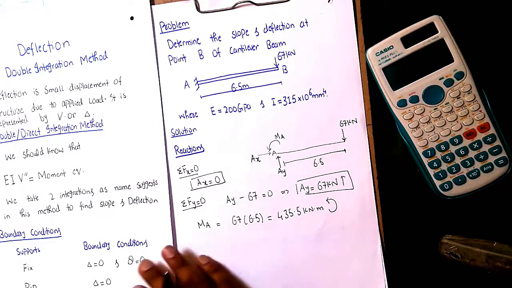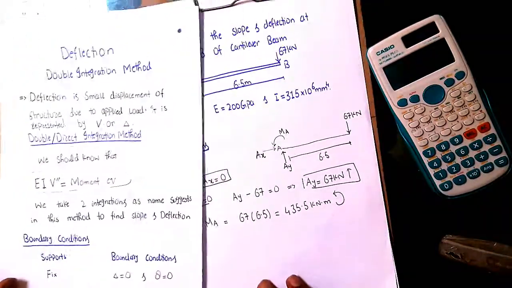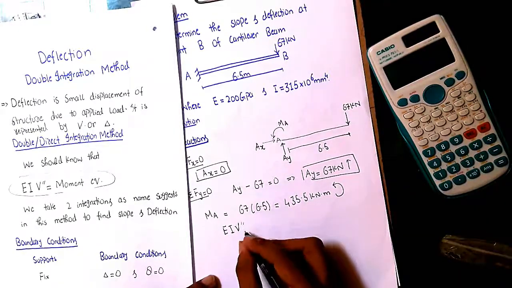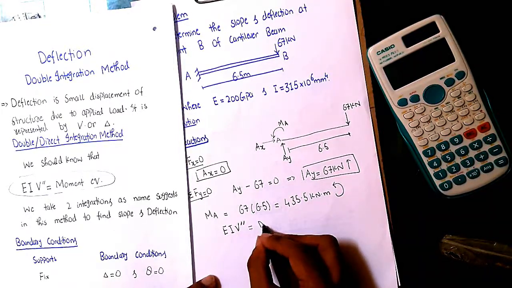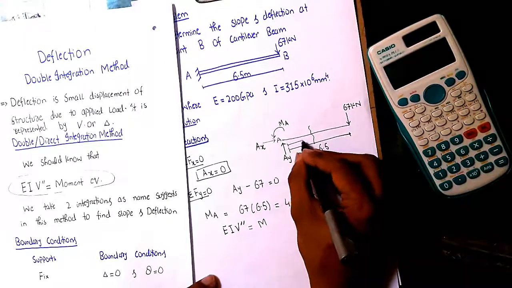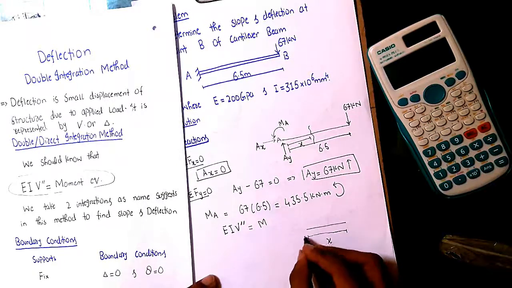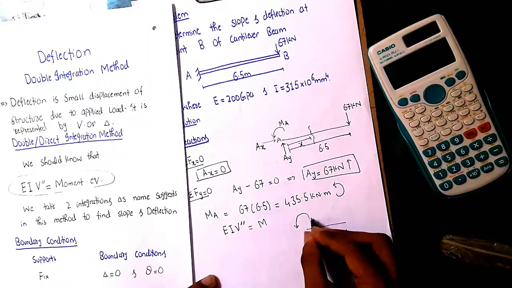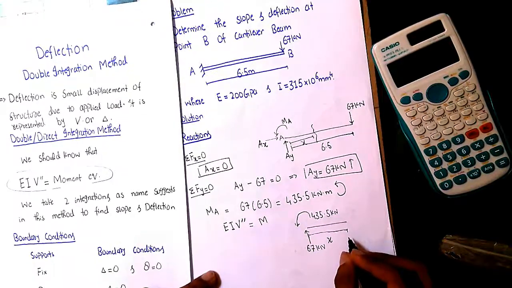So as in the double integration method, I have said that EI v double dash is equal to the moment equation. So I will make the moment equation. I will cut the section from here at a distance x from point A. Here was my reaction, 67 kilonewton upward. Here was my moment, 435.5 kilonewton meter, counterclockwise.